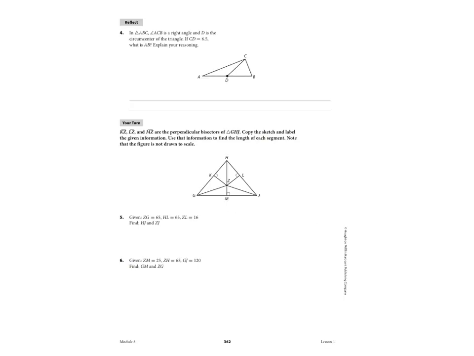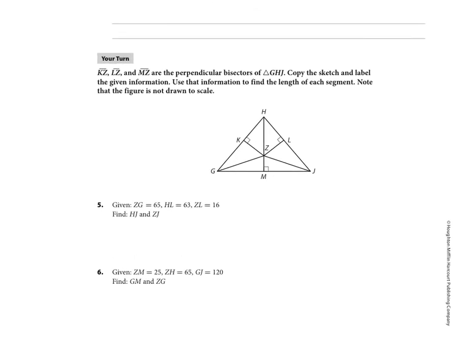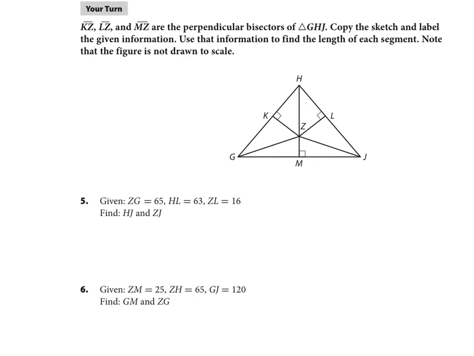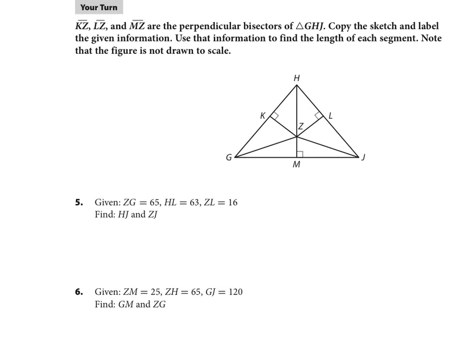So on the next page, under your turn, okay, we can see we have perpendicular bisectors, and it says to use each of these. So ZG is 65. HL is 63, and ZL is 16, and it wants us to find HJ. Okay, let's look at that first.